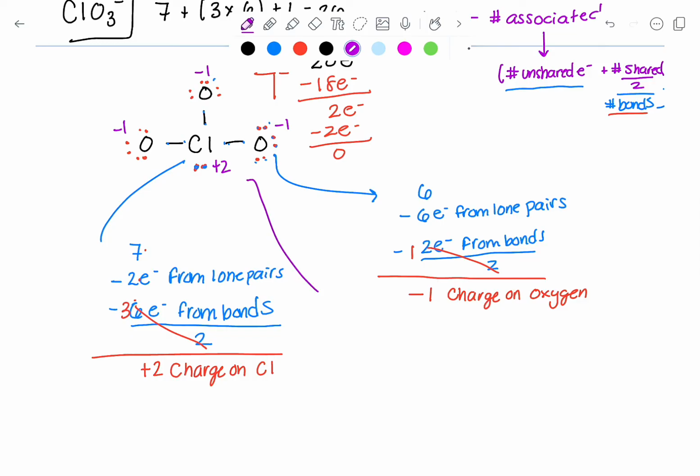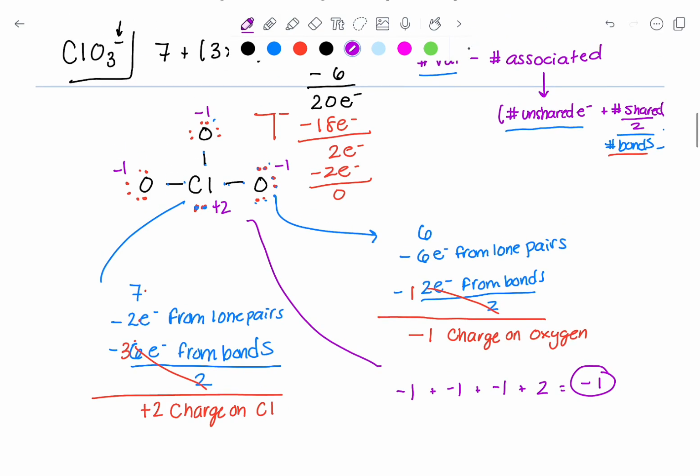If we take the sum of all of these, if we do -1 plus -1 plus -1 plus +2, we get an overall charge of -1. And if we look back to our structure, it also has a charge of -1. So our formal charge equals out to the charge on our atom, or our molecule, so we know that we are correct.